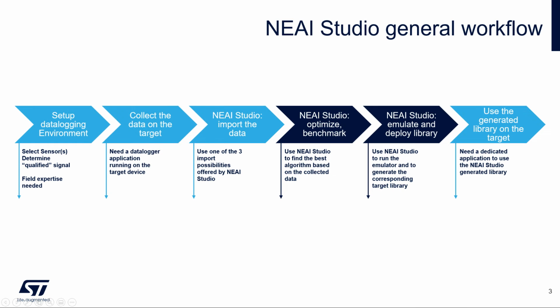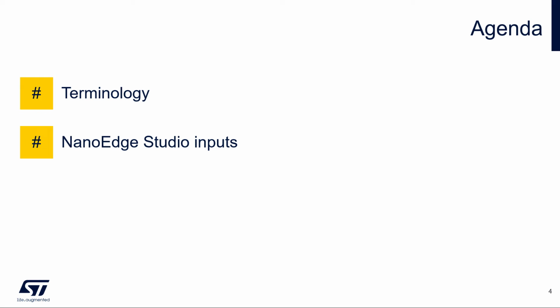Regarding the general workflow of the NanoEdge AI Studio, this chapter mostly addresses the setup of the data logging environment and shortly reviews the import features available in the tool. The agenda is the following. First, common terminology must be defined as it is used in this training but also in the online documentation of the NanoEdge AI Studio. Based on this terminology, the formatting rules of the inputs that are expected by the NanoEdge AI Studio will be presented.